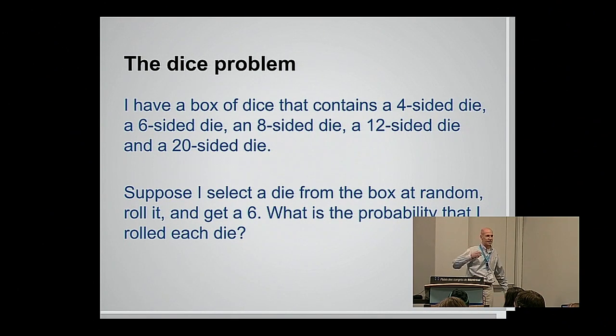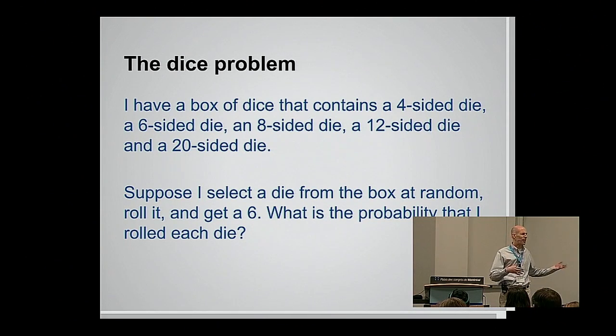The next step is going to be what's called the dice problem. So the framing of the problem is I've got a box of dice, I have a 4-sided die, 6-sided, 8, 12, and 20-sided die. I actually do have such a box. This is not a hypothetical question. Suppose I select a die from the box at random, roll the die, and I get a 6. What I'd like to know is which die was it?